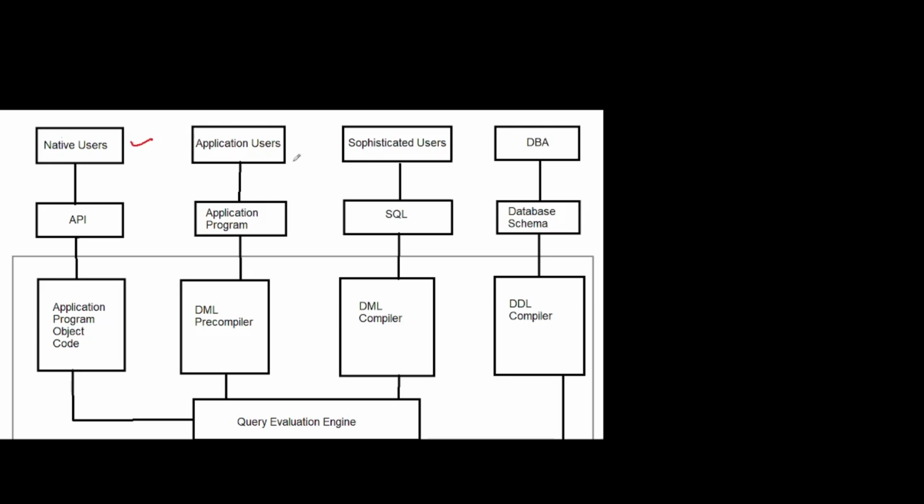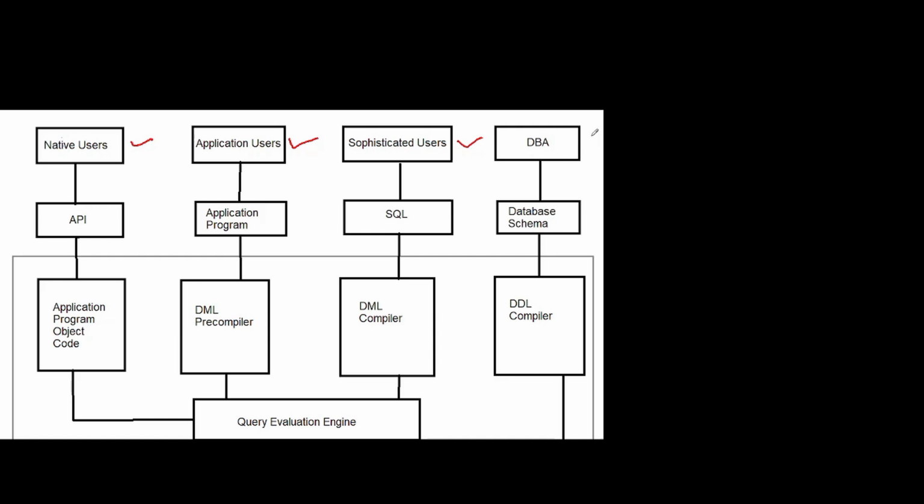The second is the application programmer. They write programs using programming languages like Java, Python or C++. And these programs access the database. Third is the sophisticated user. These users directly write SQL queries to retrieve or manipulate data.